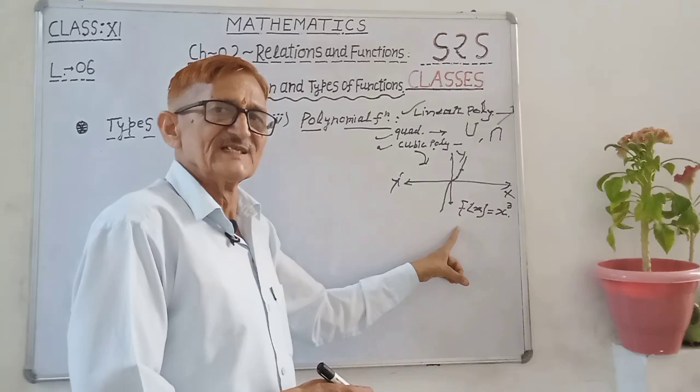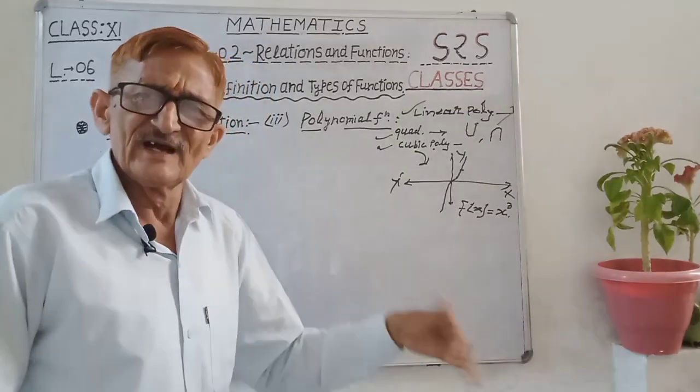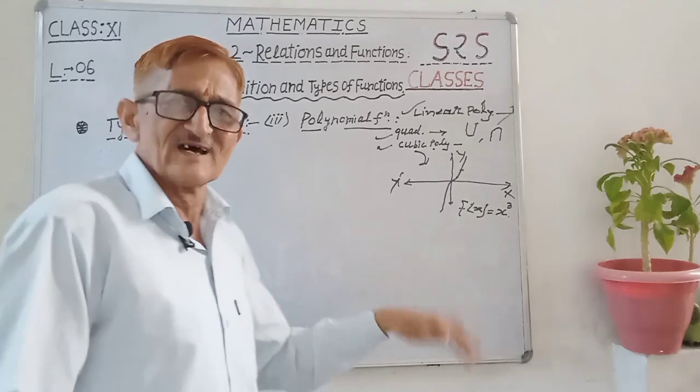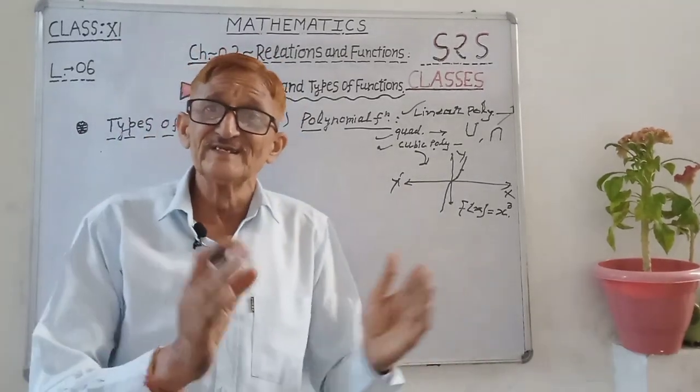But you will see that a real number, the cube of any real number, will be a real number. Every real number is the cube of some other real number. There are many real numbers between two integers. Understand?